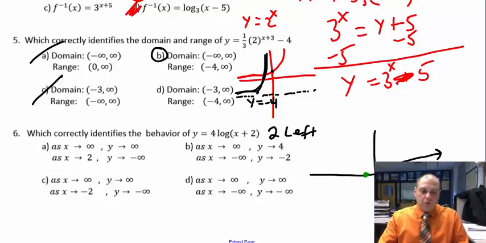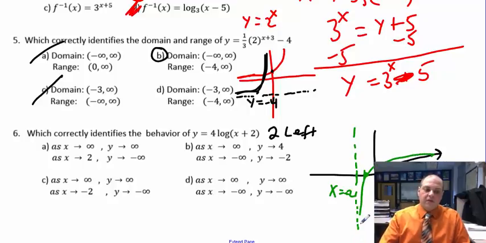And so the vertical asymptote was 0. Now it's going to be 2 to the left. So now this is 1, 2. My asymptote is now going to be at negative 2 rather. x equals negative 2. Negative 2 is my vertical asymptote. So my log function is going to do something like that. I'm just estimating. So, what is my end behavior? Well, as x approaches infinity, y approaches infinity. Okay, that's easy. As x approaches infinity, y approaches infinity.